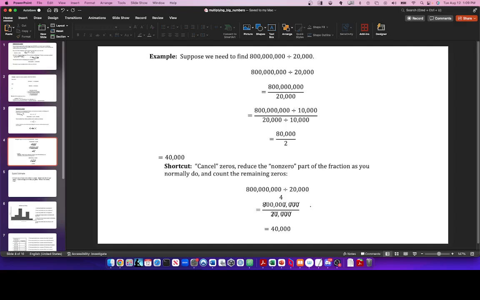Similar idea with big numbers. If we have something like 800 million divided by 20,000, let's just divide the top and the bottom by 10,000 so that we can chop off 1, 2, 3, 4 zeros from both of them and get 80,000 divided by 2 is 40,000. You may not even need to do that whole process once you get used to it. You can just chop off the same number of zeros from the top and bottom, and then see that we're doing 8 divided by 2, to give us 4, and then tack on the remaining 1, 2, 3, 4 zeros.